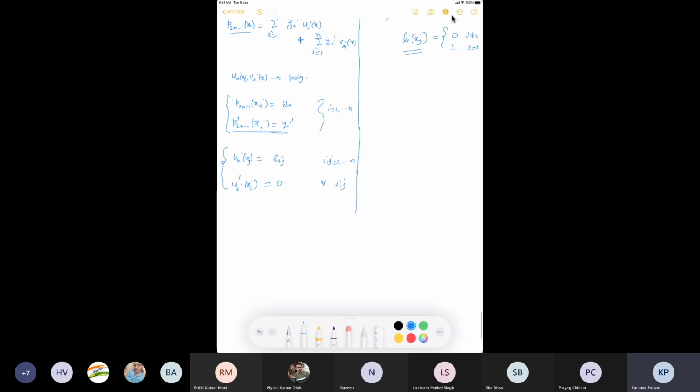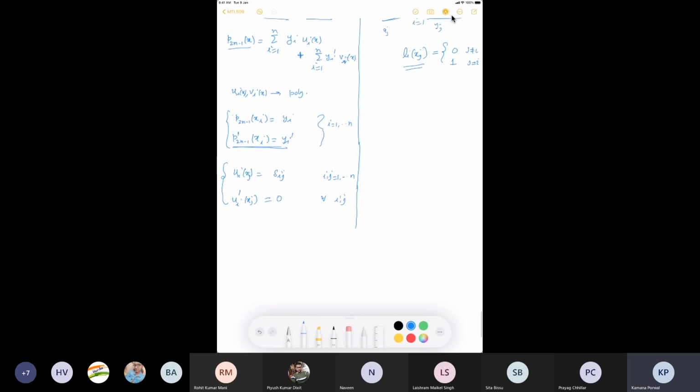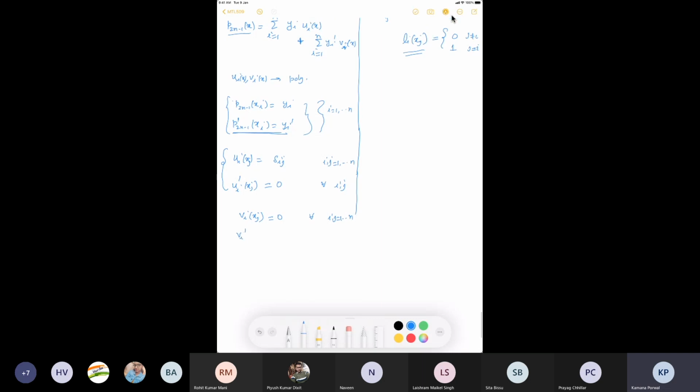Likewise, for vi, what are the properties which I should seek so that I can have these two conditions to hold directly? If I construct my vi in such a way that if I evaluate vi at any of the xj, this is going to be 0 for all i, j ranging from 1 to n, right? And if I take the derivative of vi and evaluate at xj, this will be delta ij.